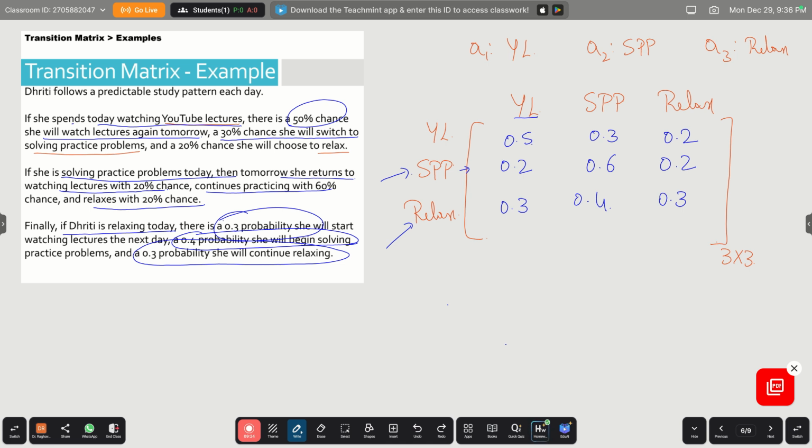Very easily you can understand the problems and try to write the transition matrix. Suppose there are 5 states, it is going to be a 5 cross 5 matrix. So you can observe this is a stochastic matrix because every row is a probability vector. In every row the sum is going to be 1.